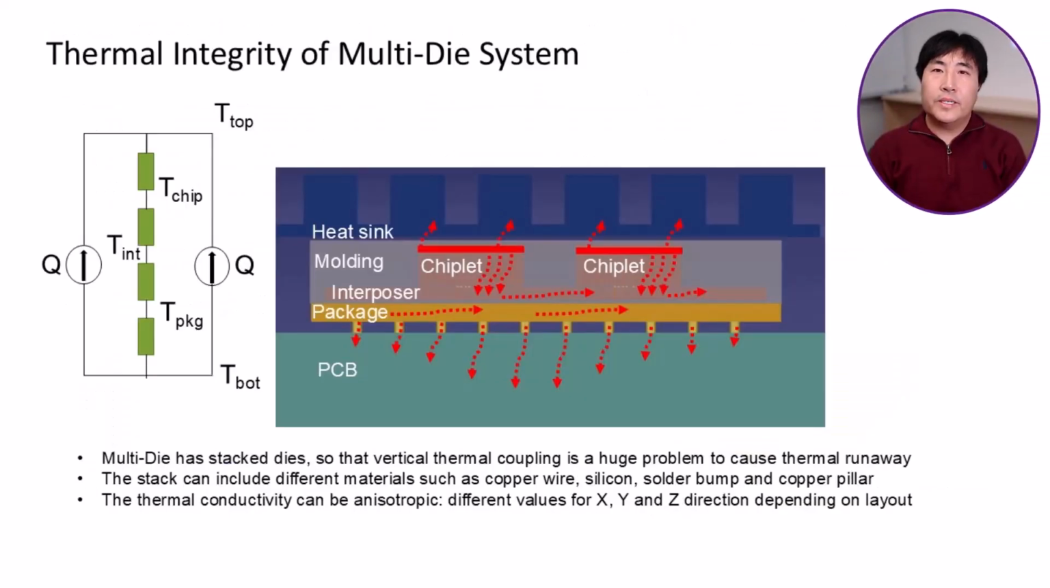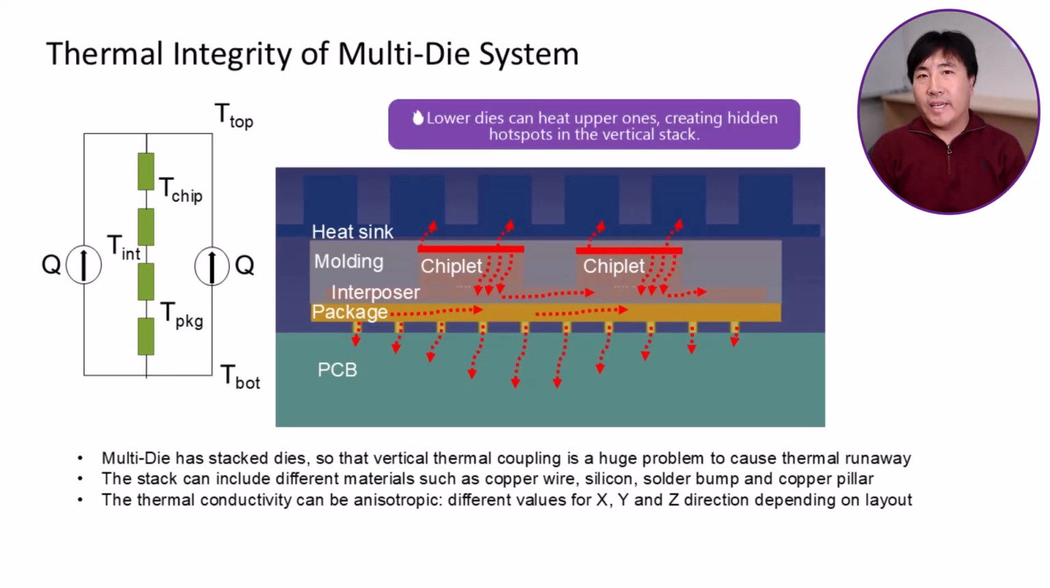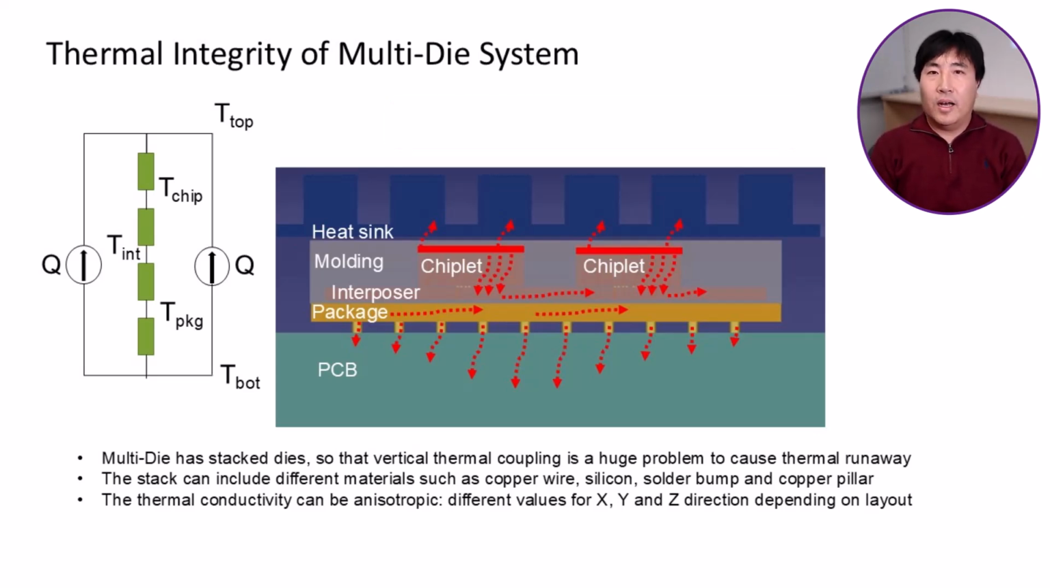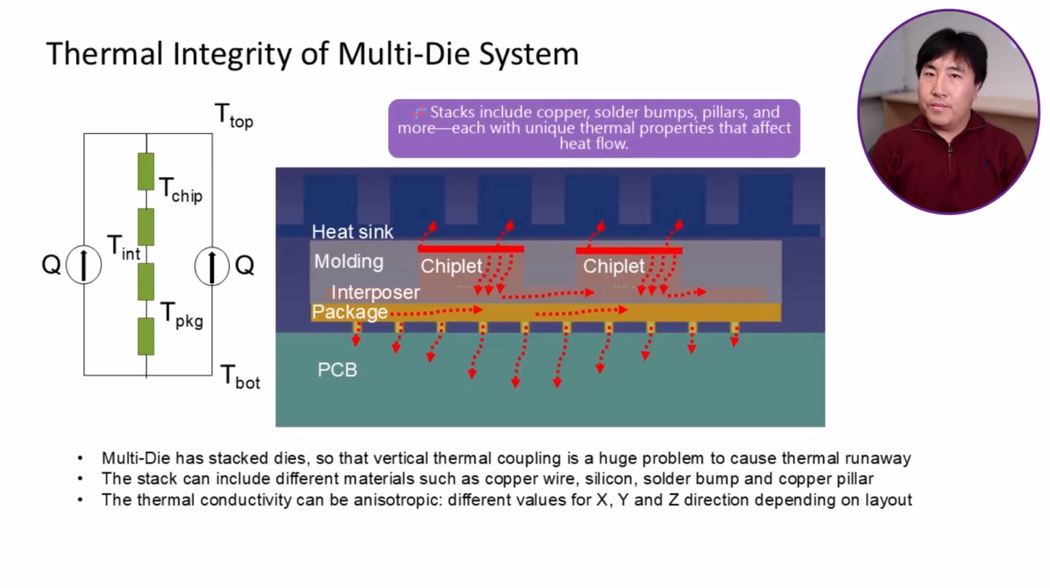Now let's look at thermal integrity through the lens of multi-die systems. When stacking dies, each die has millions of transistors, creating vertical heat flow paths. A die near the bottom of the stack can heat up a die directly above it, creating hidden hotspots. These stacks aren't homogeneous. We are dealing with copper wires, silicon, solder bumps, copper pillars, and more structures. So accurate thermal analysis depends on understanding all of the material properties of these components.